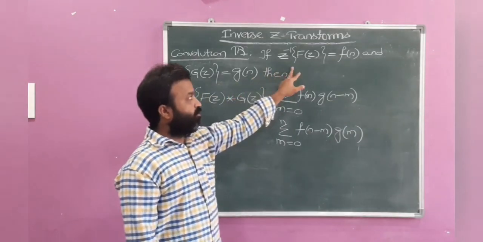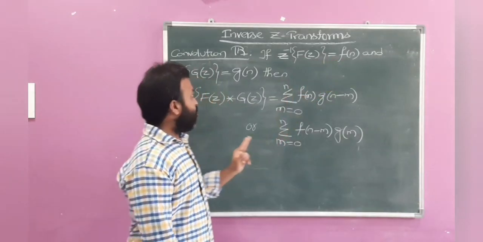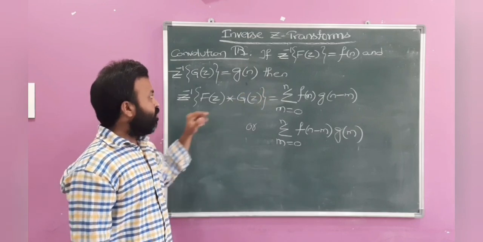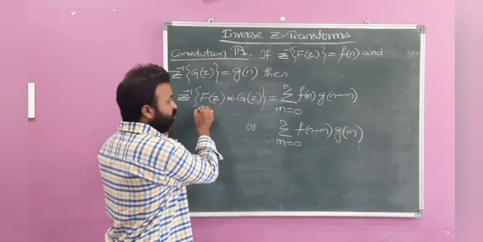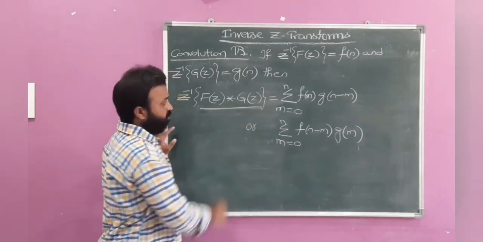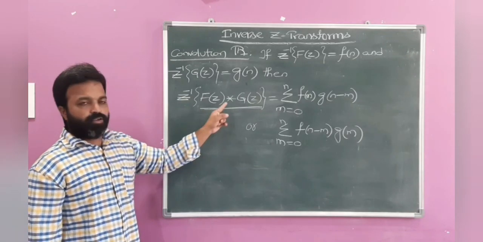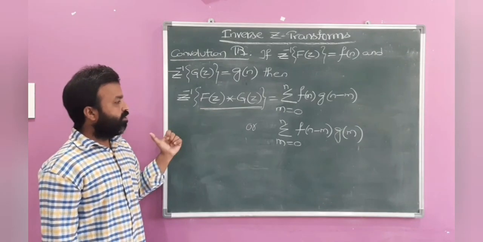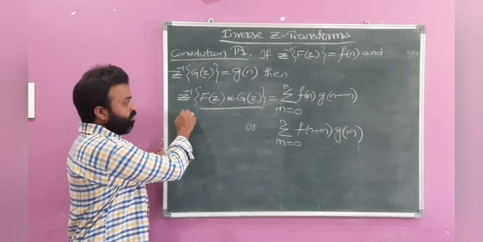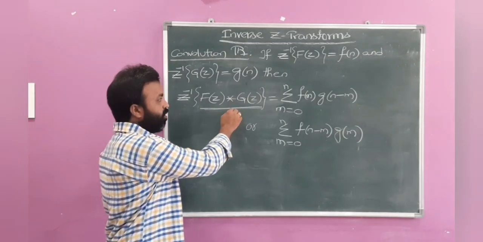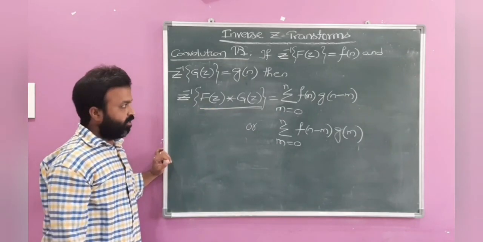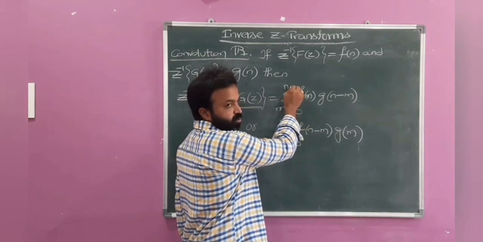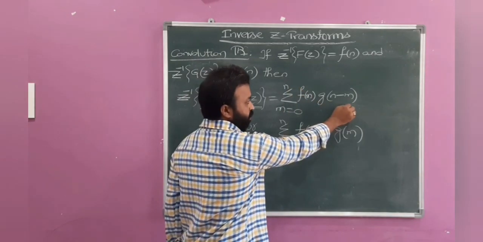If Z inverse of F of z equals f of n and Z inverse of G of z equals g of n, then Z inverse of the convolution of F of z and G of z, the product of two functions F of z and G of z, which we read as a convolution of F of z and G of z, gives the summation, sigma m equal to 0 to n, f of m g of n minus m.